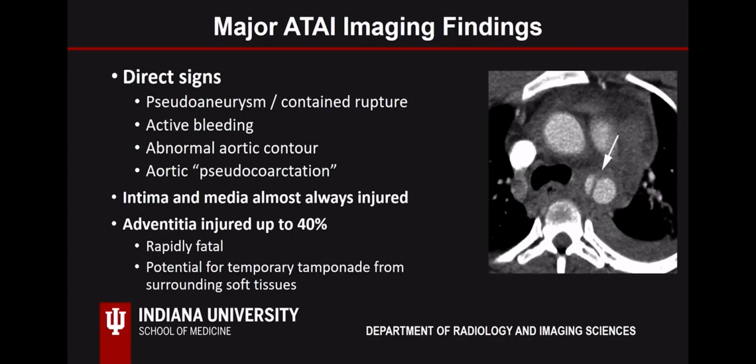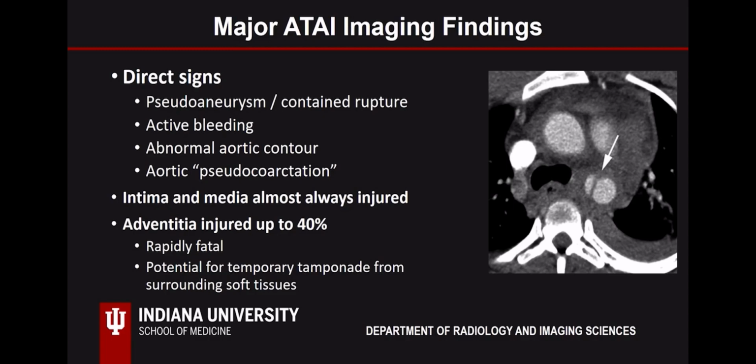The direct CT signs of a major aortic injury manifest primarily as a pseudoaneurysm or a contained rupture contained by the adventitia. Active bleeding from the aorta can be seen on CT, however, it is very rare and is often later fatal. Abnormal aortic contours can occur, as well as aortic pseudocoarctation, which is manifested by acute intramural hematoma and narrowing of the lumen. Again, with pseudoaneurysms, the intima and media are almost always injured, contained by the adventitia. However, the adventitia can be injured in up to 40% of patients, which is often rapidly fatal. However, there is some potential for temporary tamponade from the surrounding soft tissues.